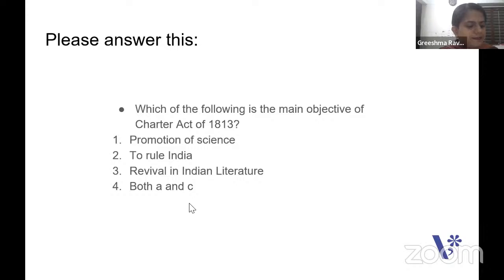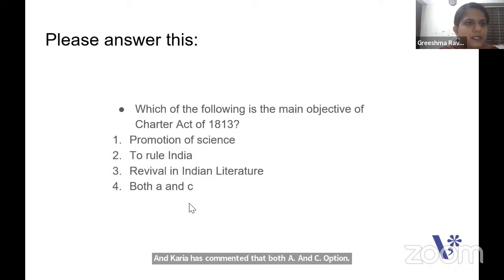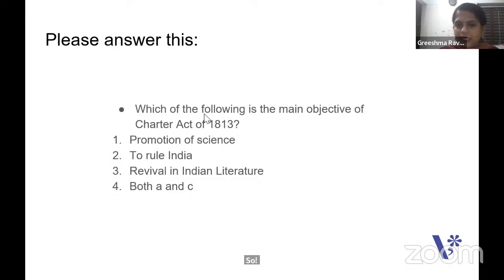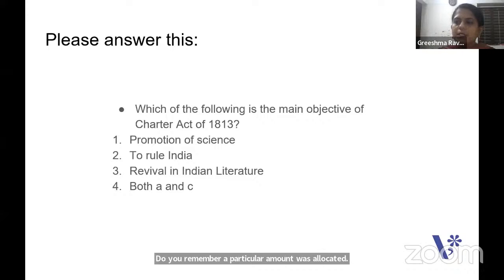Okay, let me check. Priya has commented that it is both A and C, option D. Here, Riya, Pooja, Mubin, Nirmal, Malesh. Okay, option 4 is the answer. So the main objective of the Charter Act of 1813 was the promotion of science and revival of Indian literature. Do you remember a particular amount was allocated? How much was allocated for this purpose? Yes, 1 lakh rupees.